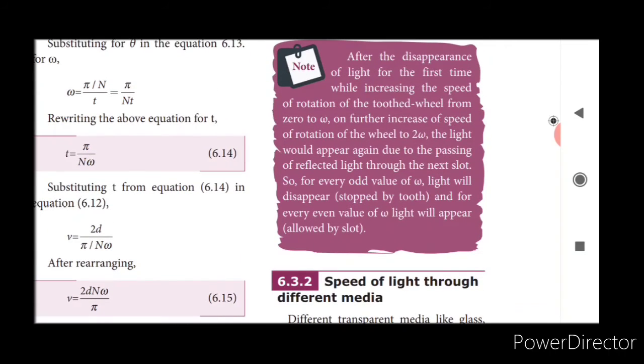After the disappearance of light for the first time, while increasing the speed of rotation of the toothed wheel from 0 to omega, and further increasing the speed of rotation of the wheel to 2 omega, the light would appear again due to the passing of reflected light through the next slot. So for every odd value of omega, light will disappear, and for every even value of omega, light will appear. Okay, look at that one. For odd values, it will disappear. For even values, it will appear here.